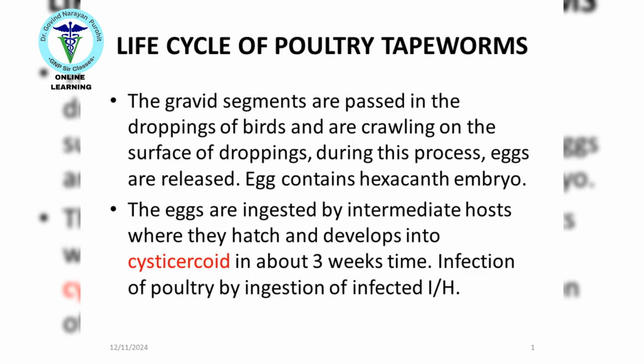These segments crawl on the surface of the droppings, releasing eggs that contain a hexacanth embryo. Intermediate hosts ingest the eggs, which develop into cysticercoid larvae. Poultry become infected by ingesting these intermediate hosts.